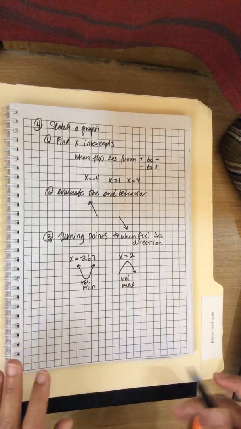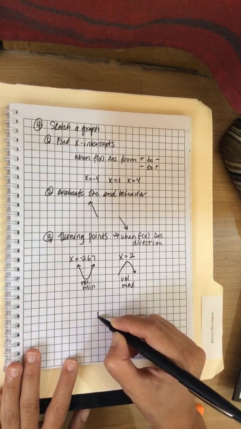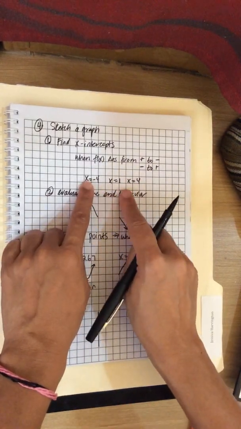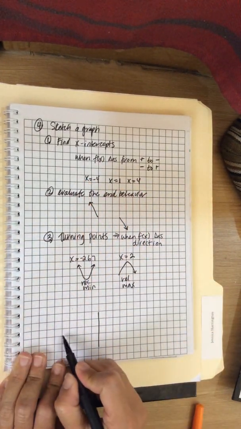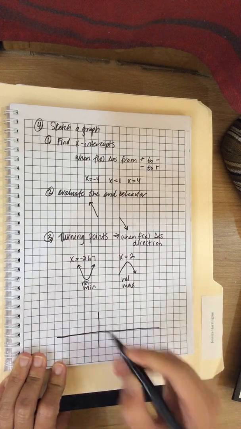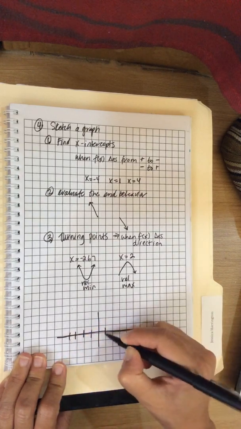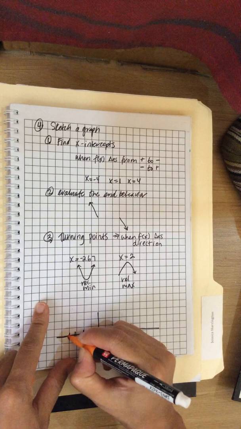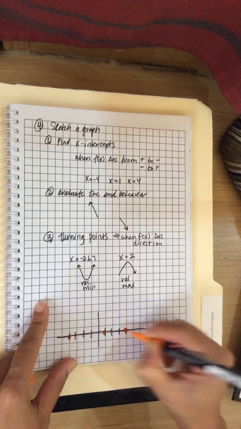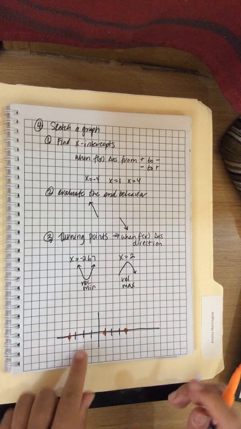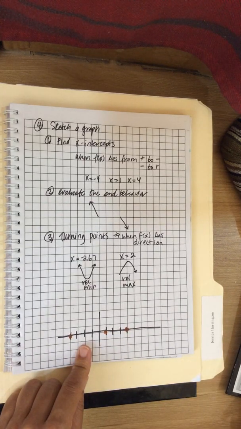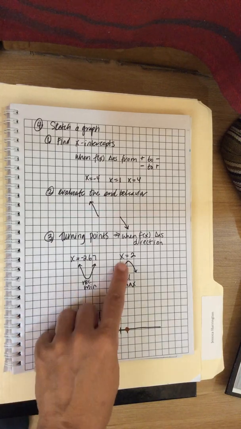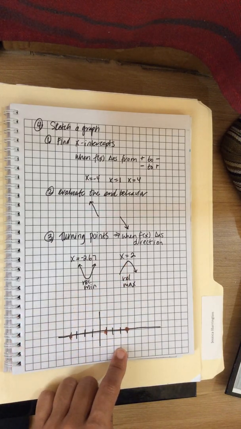So now let's put it all together. I want to include all of these points, negative 4, 1, and 4. Okay, so I'm just going to go from negative 4 to 4. And I'm going to use different colors. So I know that there are zeros at negative 4, 1, and 4. Okay. I also know that there is a turning point at x equals negative 2.67 and a turning point at x equals 2. So at x equals 2, it's a max.